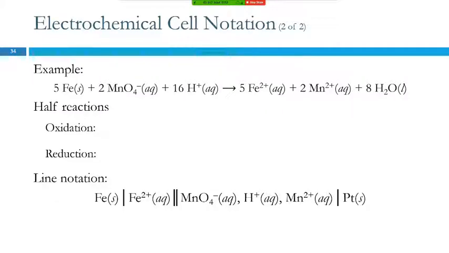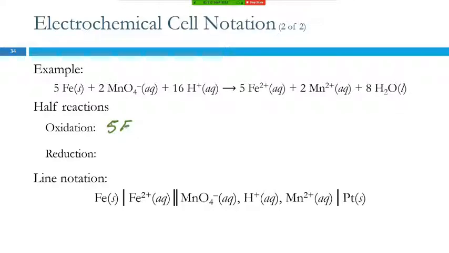So here's an example. I think we actually balanced that equation earlier. So what we want to do here is write out the two half reactions that are occurring. Oxidation and reduction. Oxidation is loss of electrons, reduction is gain of electrons. So we can look here at the iron. The iron is going from a neutral atom to a positive ion. It does that by losing electrons. So that's going to be my oxidation.